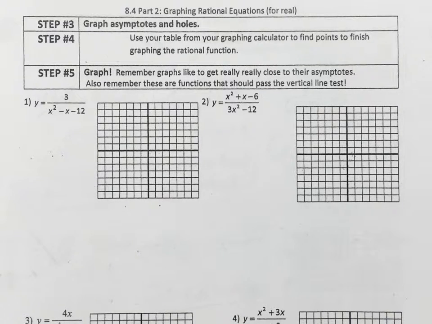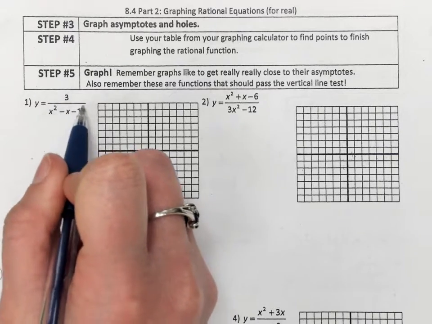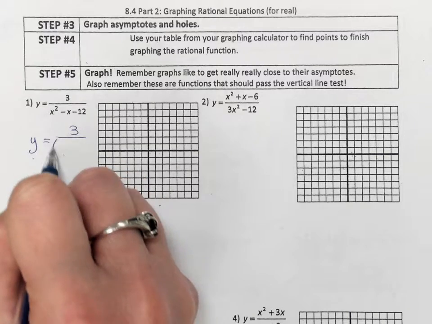Alright, here we go. In order to graph, you have to remember what you did yesterday and what we worked on Monday, okay? So you have horizontal asymptotes, you have vertical asymptotes, and you have holes, okay? So let's factor this first. How does this factor on the bottom? (x - 4)(x + 3). Very good.